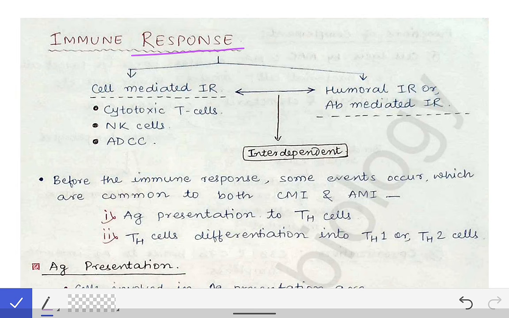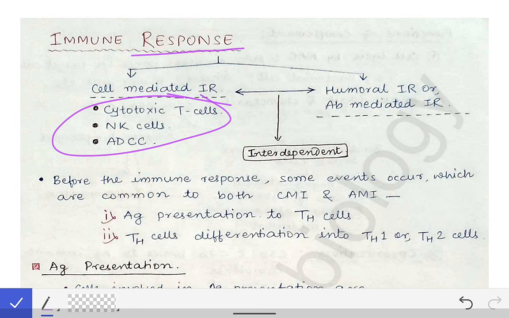The immune response is of two types. One is the cell mediated immune response and the other is the antibody mediated immune response. It's quite clear from their names that the cell mediated immune response is mediated by different types of cells in our body. For example, we have cytotoxic T cells, NK cells, or antibody dependent cellular cytotoxicity, while the antibody mediated immune response is mediated by the antibodies which are secreted by the plasma cells.